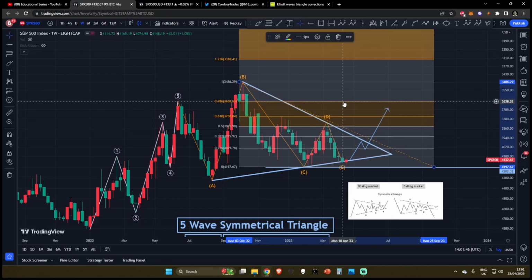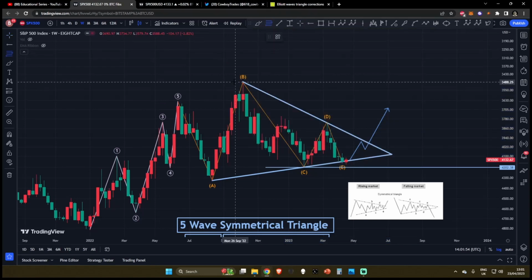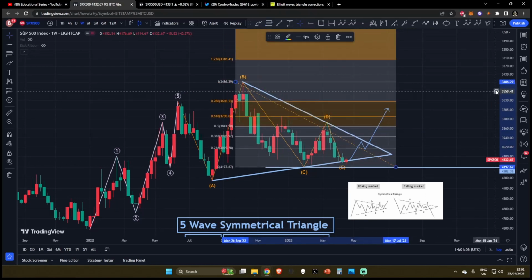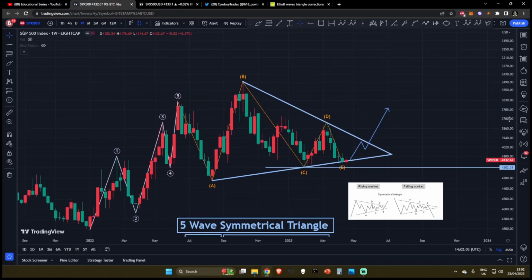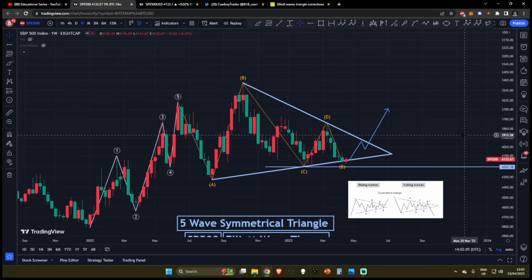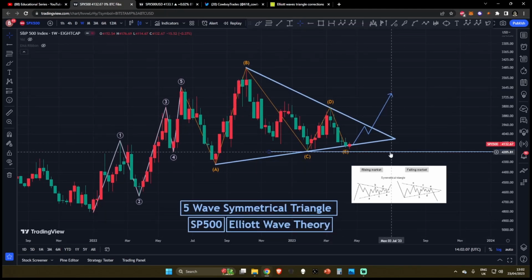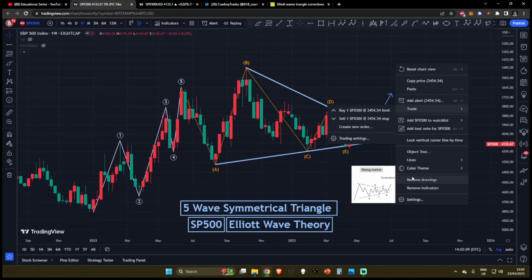Bear in mind, it's completely up to you where you take profit. Myself, I am a very conservative trader. Some people would take a breakout target, something like from wave B to wave E, and look at something like this, the 1.236 or maybe even the 1.618. It's completely up to yourself. I'm a conservative trader. This is my trading plan. I just wanted to share with you one way on how you can trade these asymmetrical triangles.